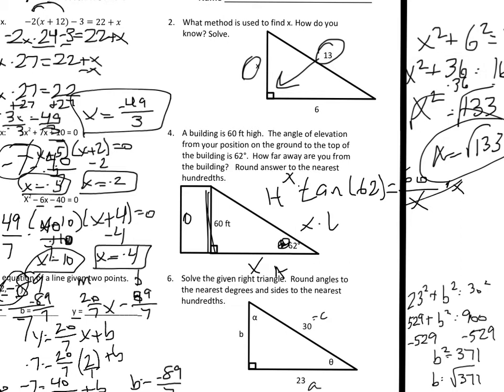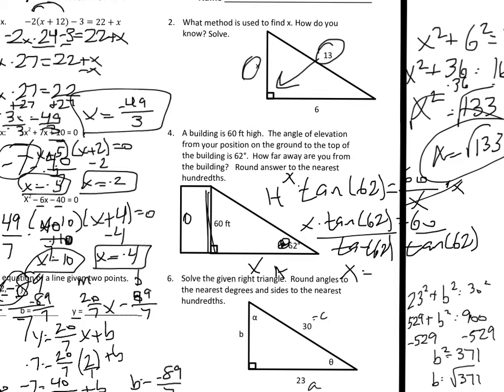So I get x times tangent of 62 equals 60. Now I'm going to divide by tangent of 62. Remember, tangent of 62 is just a decimal. So if I take out my calculator, I'm going to take 60 divided by tangent of 62. Tangent of 62 is around 1.88. So I take 60 and divide by 1.88. I get approximately 31.91. And that's in terms of feet because it's a distance.